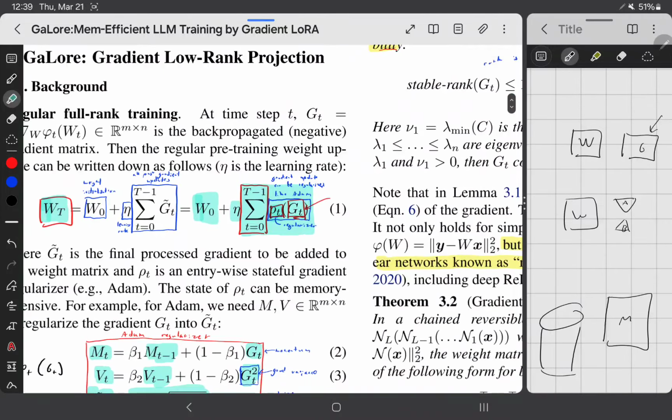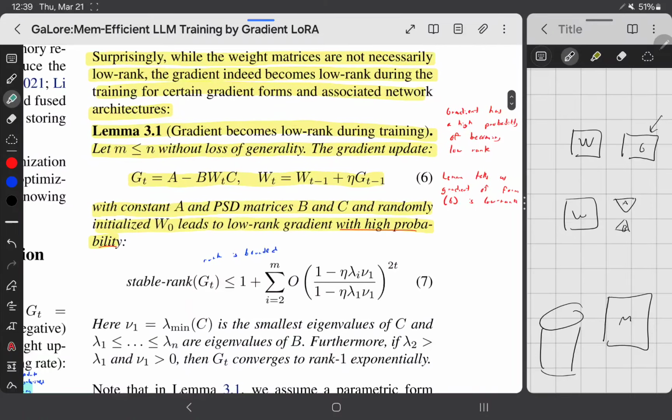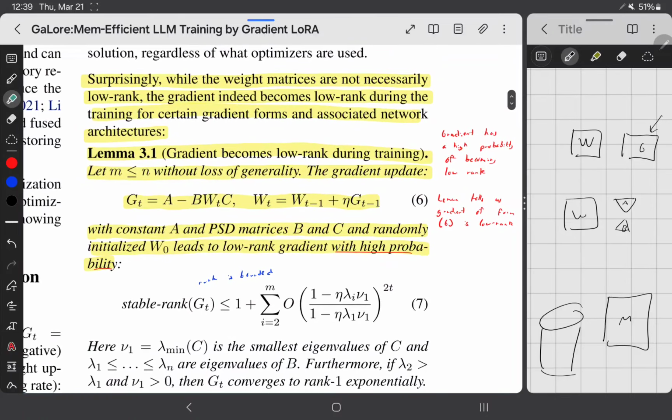Once they have it in this formulation, they want to show that it is not full rank, it's low rank. So they have a lemma here: the gradient becomes low rank during training, and they do prove this.